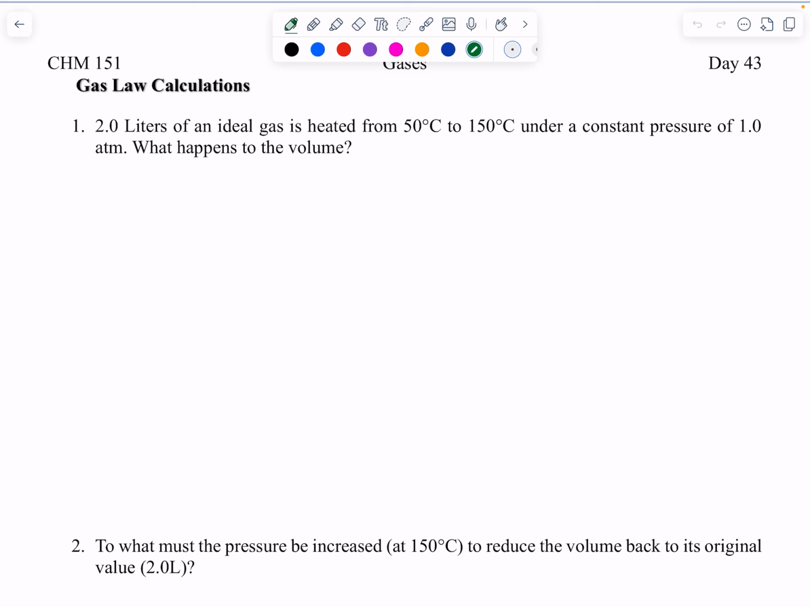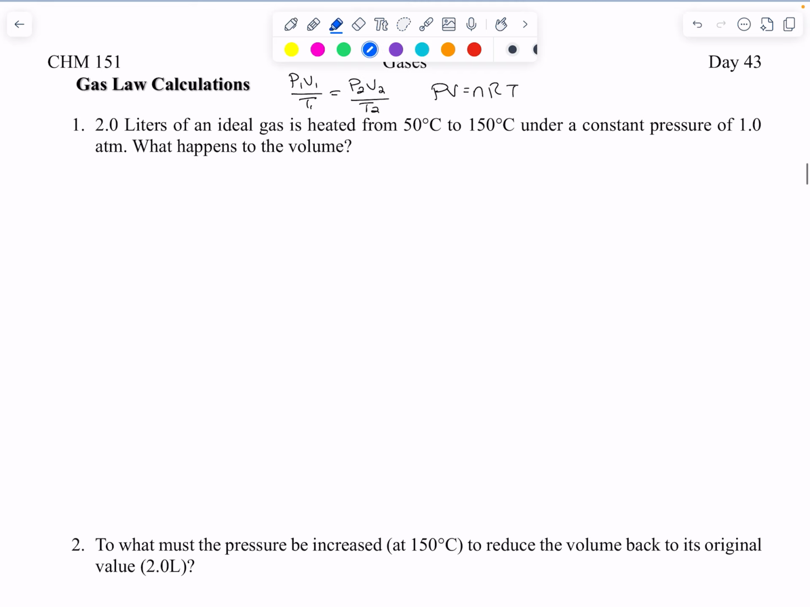So for these gas law calculations, we have two formulas. I have P1 V1 over T1 equals P2 V2 over T2, and we have PV equals nRT. Those are our two formulas for gas laws, the combined gas law and the ideal gas law. All right, so let's dive into number one.